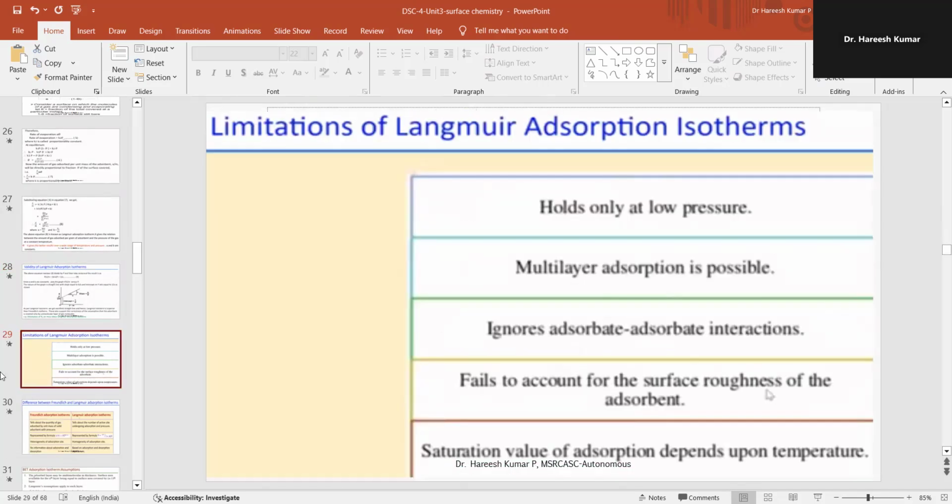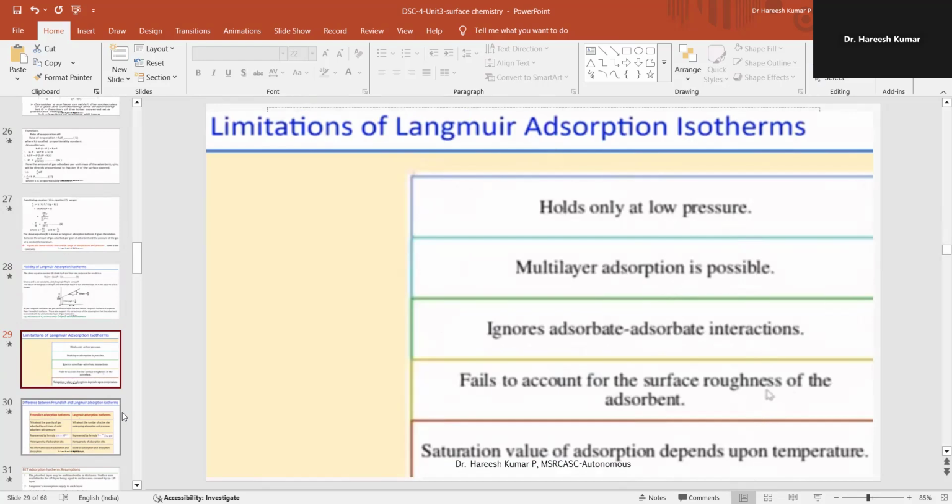Then let's look into the drawbacks or limitations of the Langmuir adsorption isotherm. It holds only at low pressure. Multilayer adsorption is possible. It ignores adsorbate interactions. It fails to account for the surface roughness of the adsorbent. The saturation value of adsorption depends on the temperature. These are the limitations of the Langmuir adsorption isotherm.